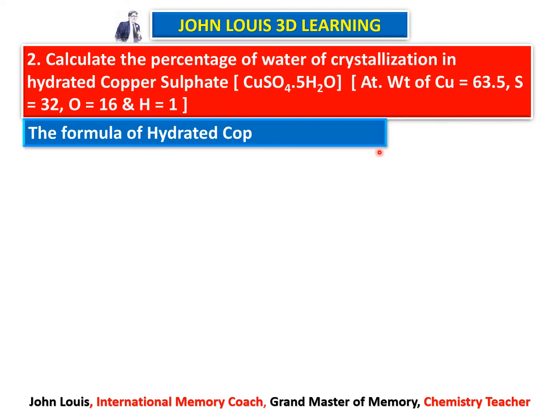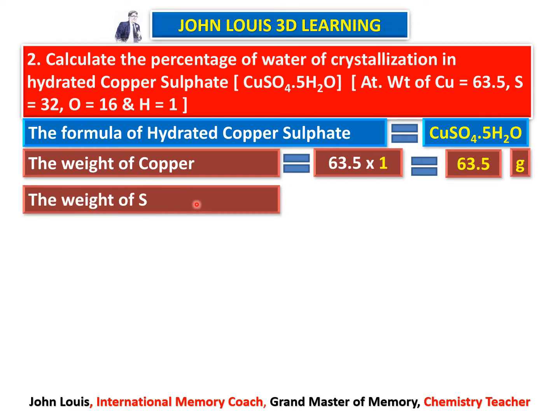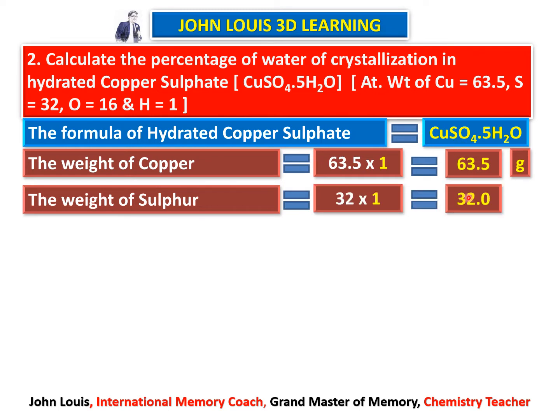So the formula of hydrated copper sulfate is CuSO4·5H2O. The weight of copper: what is the atomic weight of copper? 63.5. How many coppers are there? Only 1. Therefore 63.5 into 1 is equal to 63.5 grams. Next, the weight of sulfur. The atomic weight of sulfur is given as 32 in the sum. How many sulfurs in this formula? Only 1. Therefore 32 into 1 is equal to 32 grams.